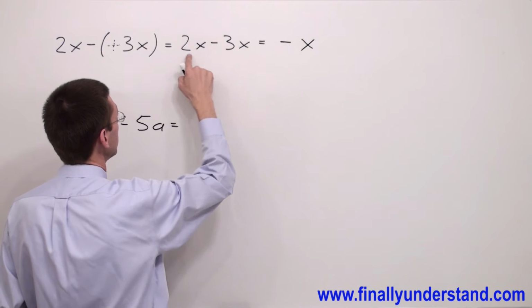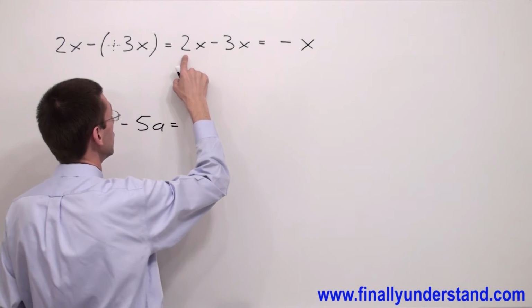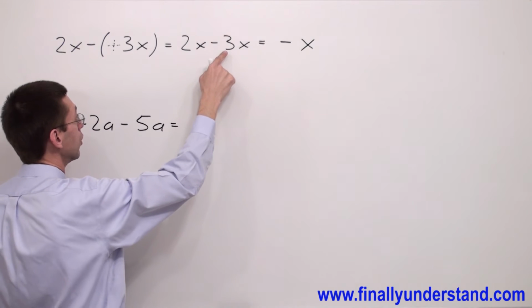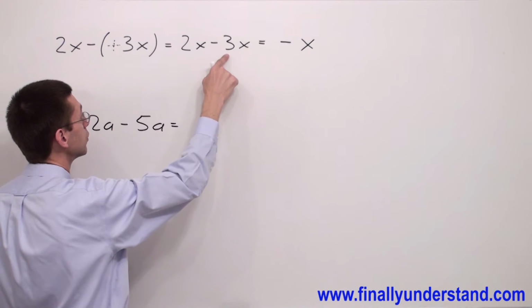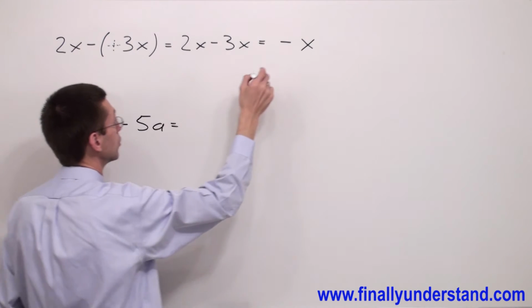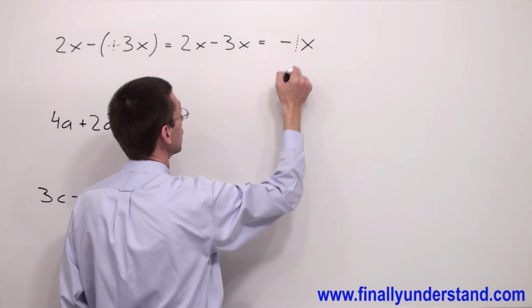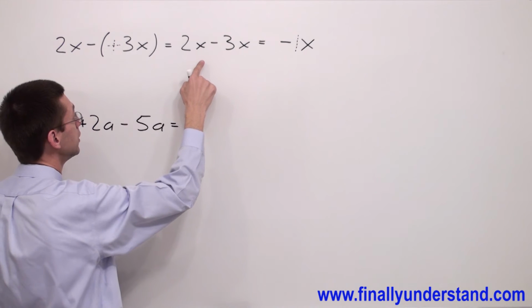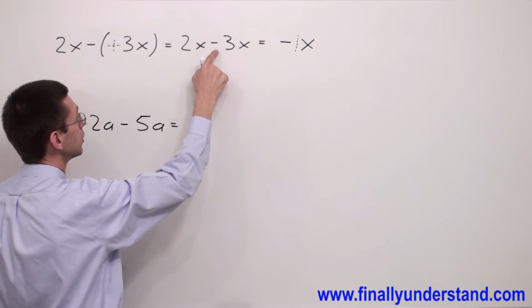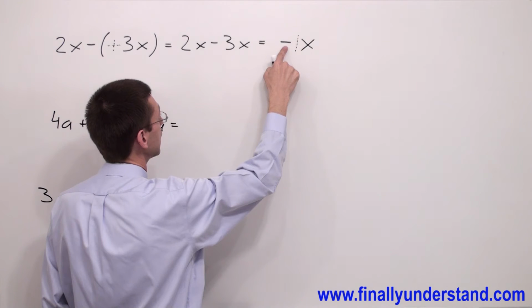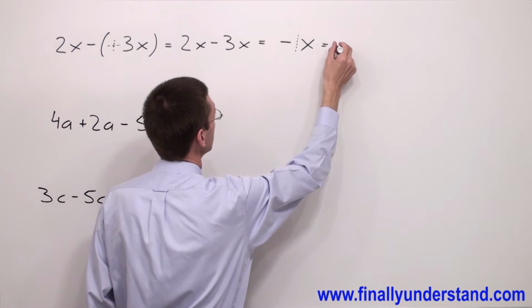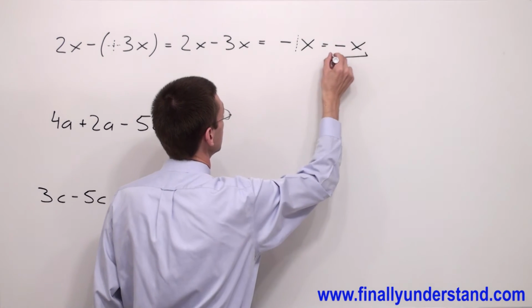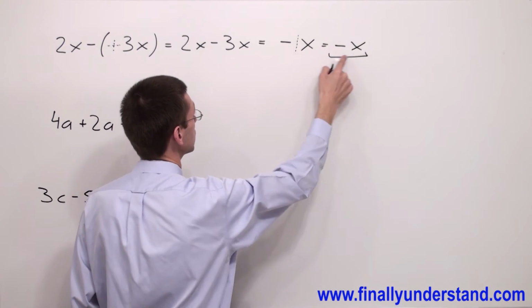Some people have difficulties subtracting a bigger number from a smaller number. The easiest way to do it is always subtract the smaller number from the bigger number, and keep the sign of the larger number. So I have 3 minus 2 is 1. We have an invisible 1 over here. And we're supposed to keep the sign which is next to the larger number. In this case it is negative. So I have negative 1x. But we have to write negative x. And this is the solution to my problem, because 1 times x gives me simply x.